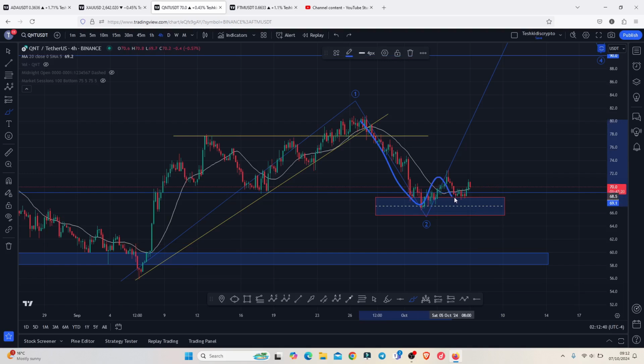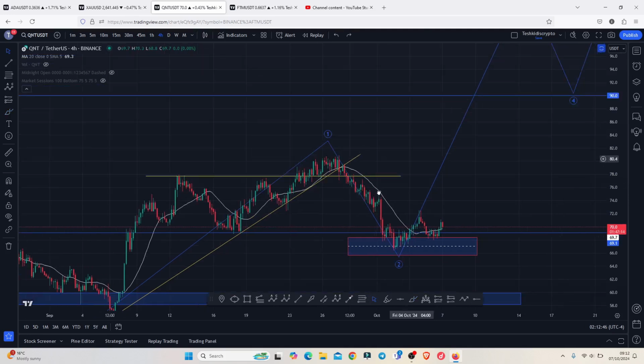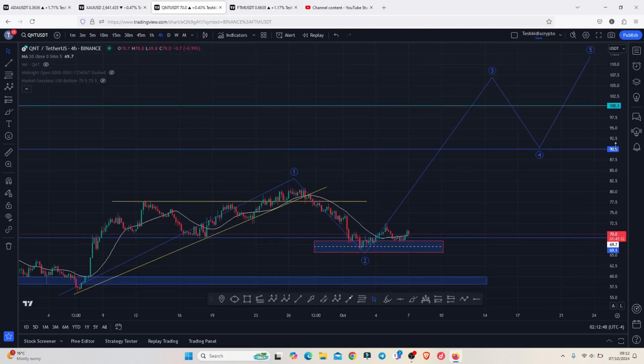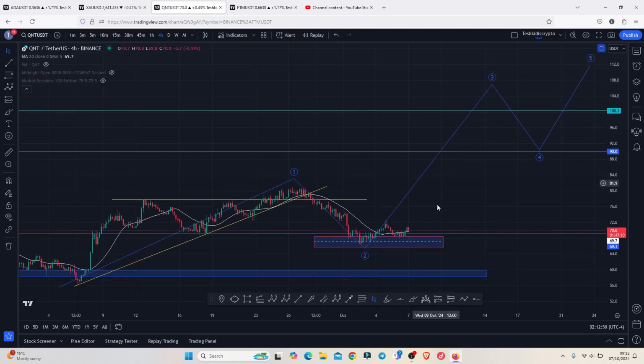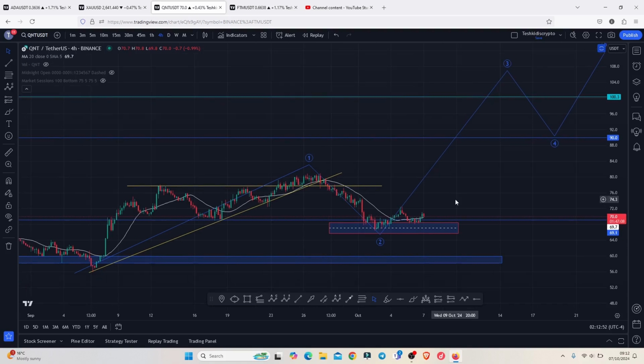And you can see that we have started to see a reaction off this area in what could be the start of an impulsive Elliott wave count 3 to the upside. And if that is the case, then I will be watching to see QNT give us a break above our key areas of resistance above the $78.